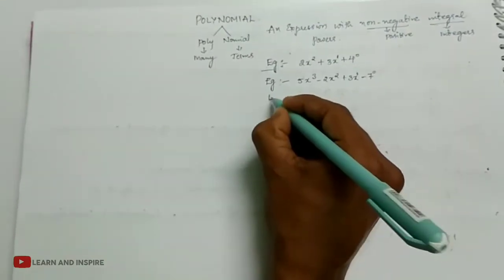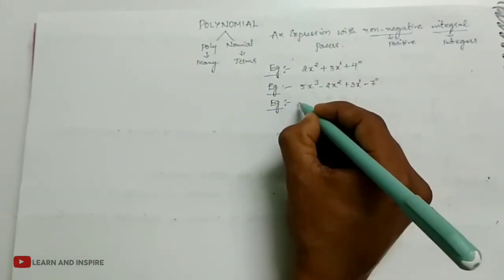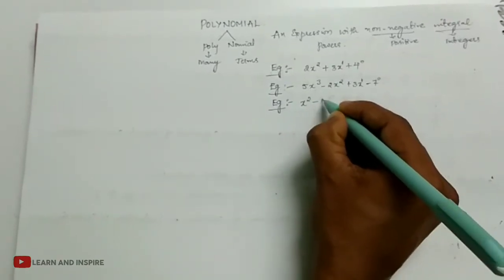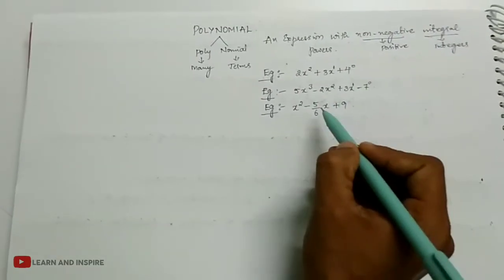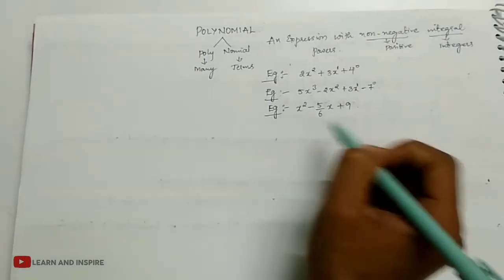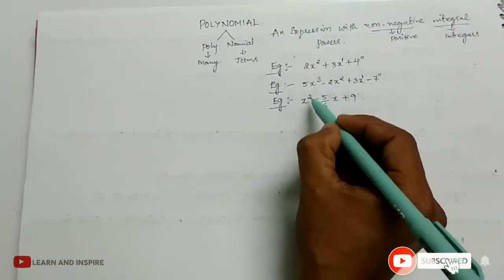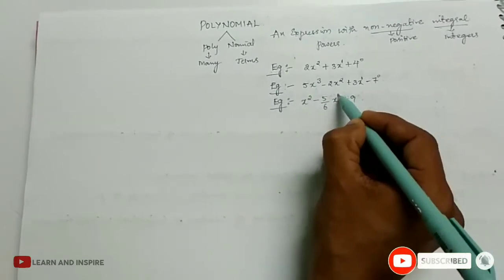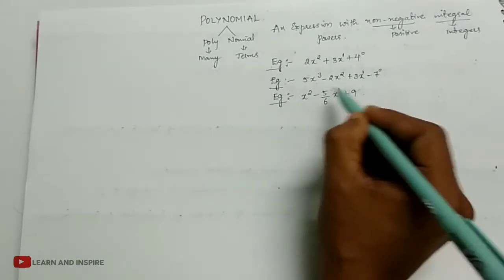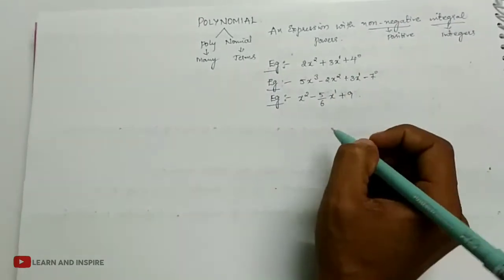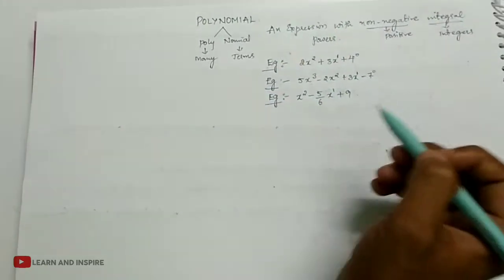Okay, so another example. We take x square minus 5 by 6x plus 9. Is this a polynomial? Yes, we say that it is a polynomial. Why? Because the powers are positive. Here 2 is positive and 1 is positive. So from this we can say that it is a polynomial. Understood? The power should always be positive. Then only we can say it is a polynomial.